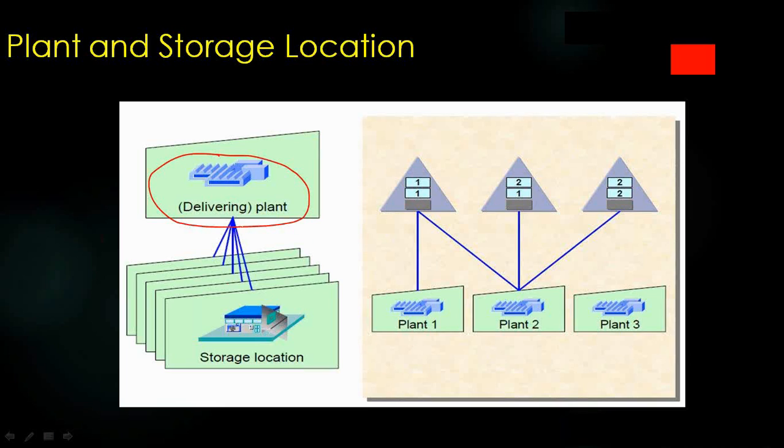So if you want to create storage location 1, goods can be at storage location 1. For example, this is storage location 1, this can be 2, this can be another one, 3 and 4. You can have more than one storage location. Storage location is just dividing the plant into different locations, like different areas.